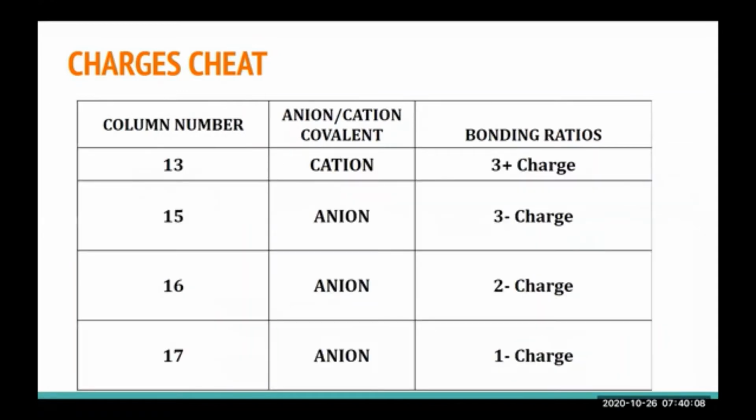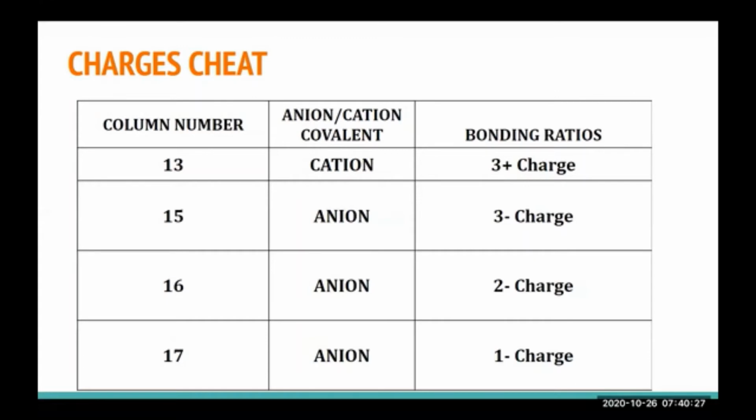Column 13 is still a cation. It's got a 3+ charge. Column 15 forms an anion with a 3- charge. Column 16 forms an anion with a 2- charge, and column 17 forms an anion with a 1- charge.